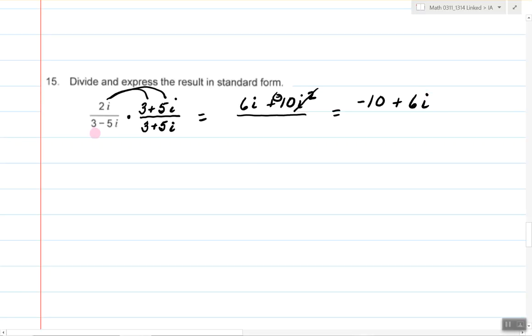The denominator, I'm going to multiply first. 3 times 3 is 9. Multiply last. That's negative 25i squared. Change the i squared to negative 1. That causes that product to change. So add those for 34.